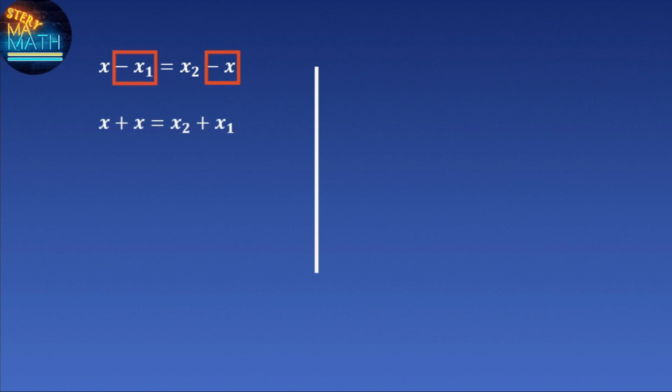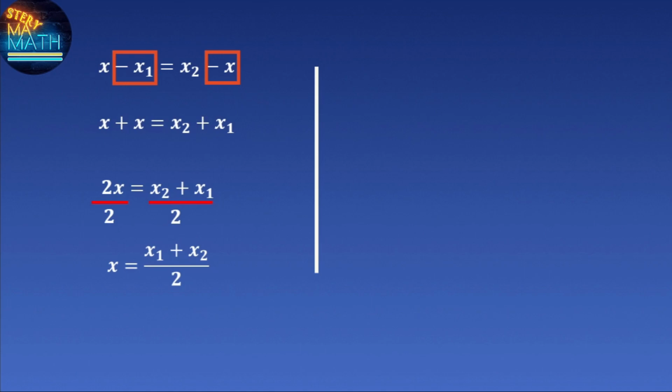We can deal with x coordinates first, so x minus x1 is equal to x2 minus x. And we can swap negative x1 and negative x. So it will be x plus x is equal to x2 plus x1. 2x is equal to x2 plus x1, and we can divide by 2. So x is equal to (x1 plus x2) divided by 2, and this is the x coordinate.